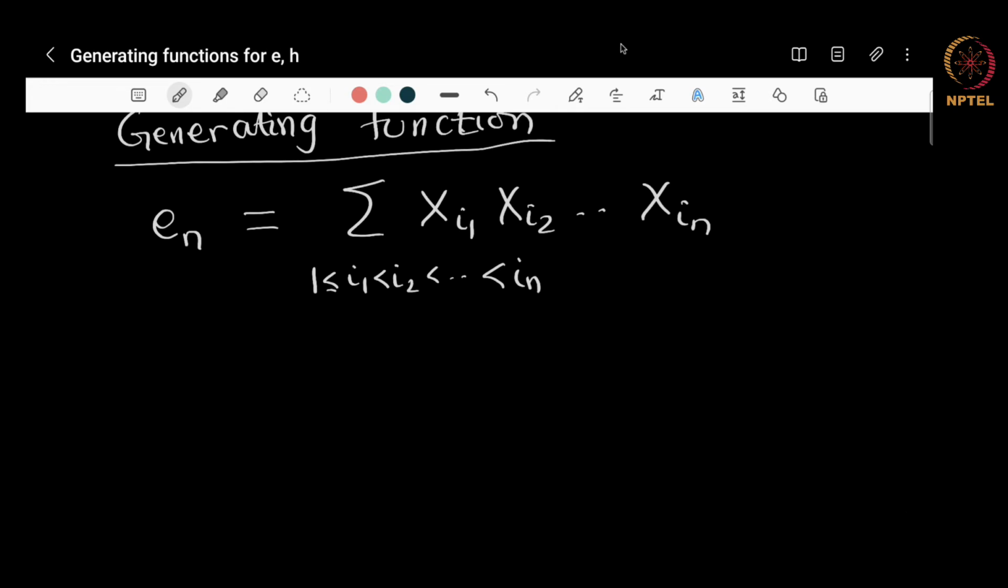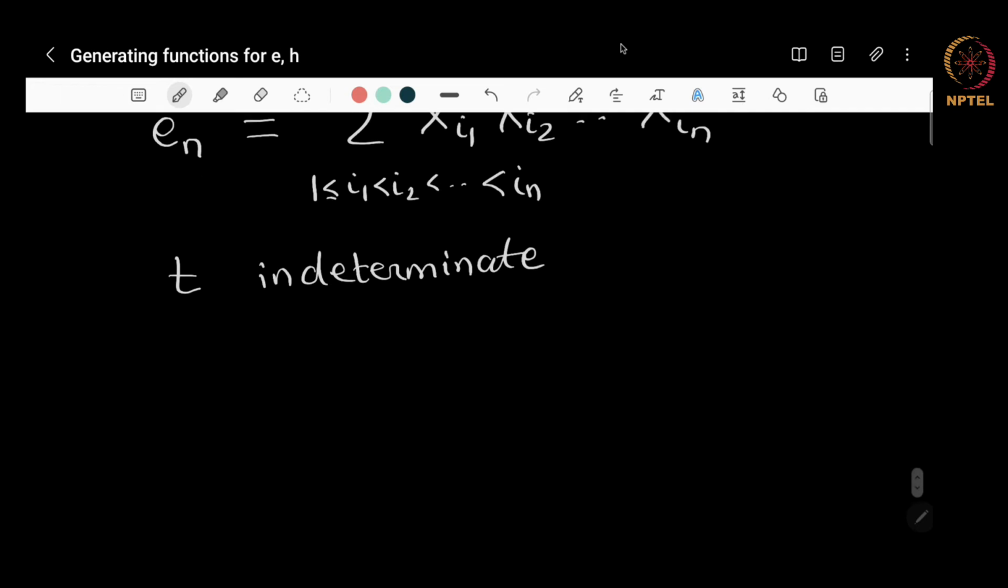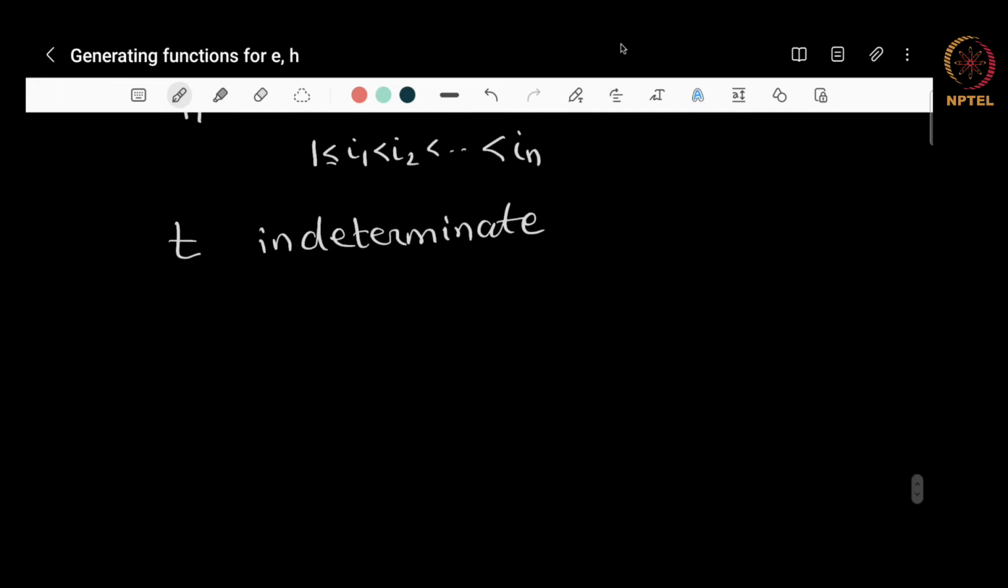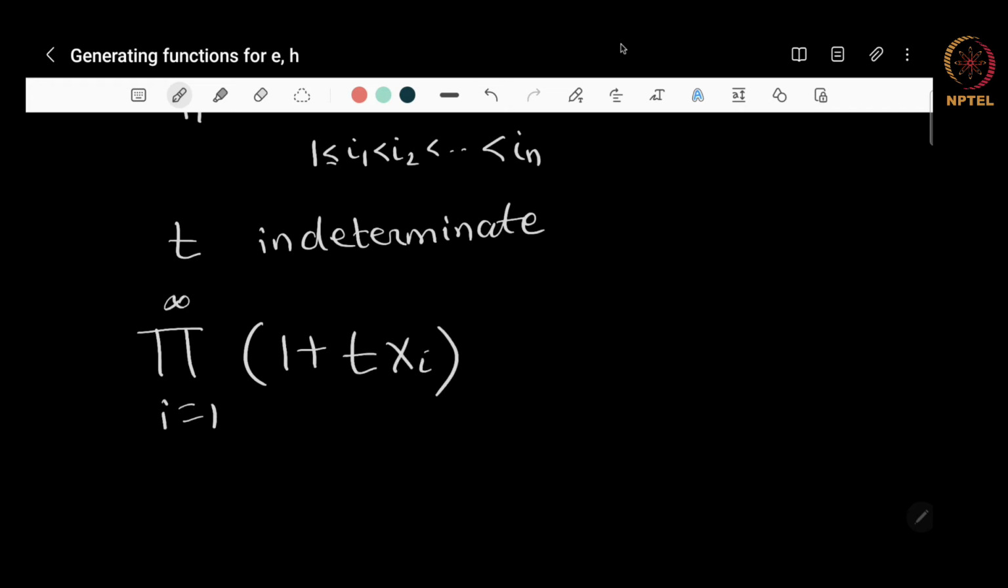Now let's do the following. Let's take t, an indeterminate, meaning it's another variable, and it will keep track of the degree. You will see in a minute. So t is going to be some additional variable that we will use. Now let's consider the following infinite product, which is the product of 1 plus t x_i, running over i from 1 to infinity, over the set of all variables.